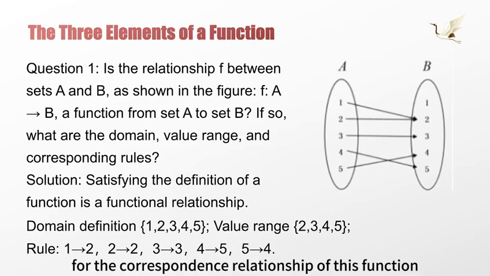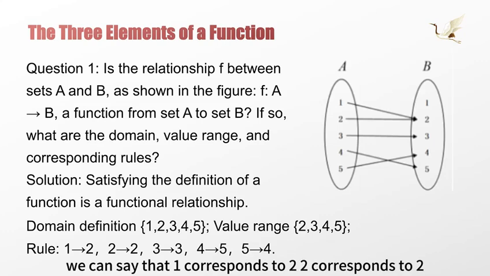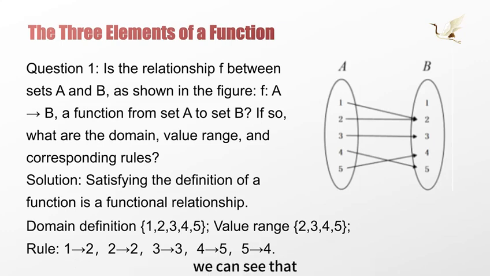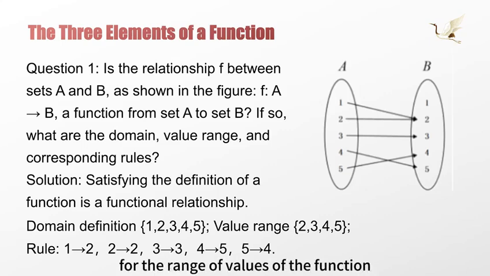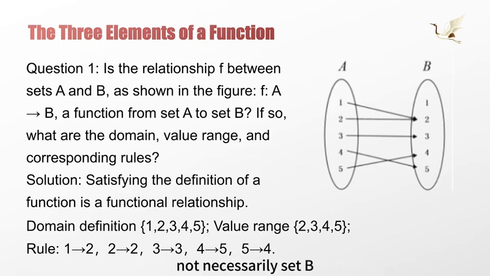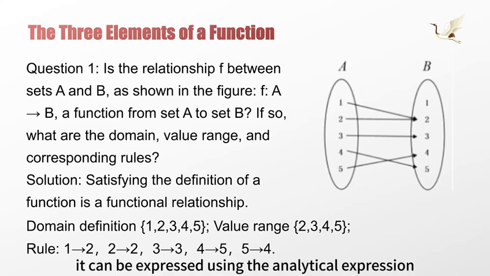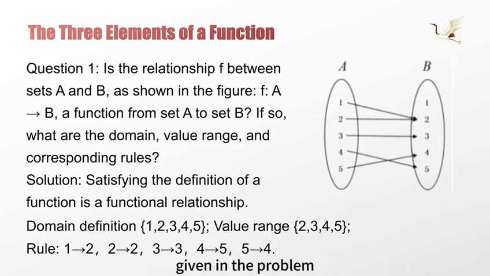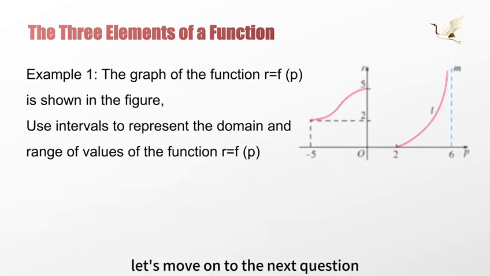For the correspondence of this function, we can say that 1 corresponds to 2, 2 corresponds to 2, 3 corresponds to 3, 4 corresponds to 5, and 5 corresponds to 4. From question 1, we can see that the range of the function should be a subset of set B, not necessarily set B, and the corresponding rule of a function may not always be expressed using an analytical expression; it may be the correspondence given in the problem. Let's move on to the next question.